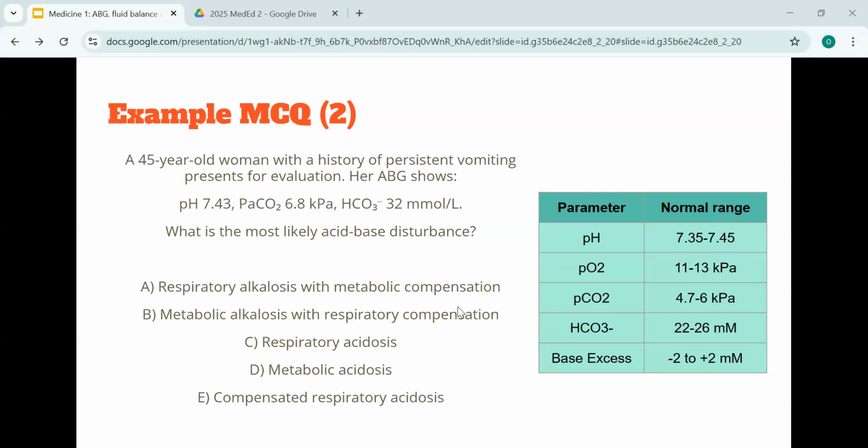Fab. So this 45-year-old woman has a history of persistent vomiting and is presenting to you for evaluation in the emergency department. You do a rapid ABG and it shows these results. Let's start from our basics. Is she hypoxic? We're not giving an oxygen, so we assume she is not in acute respiratory failure.